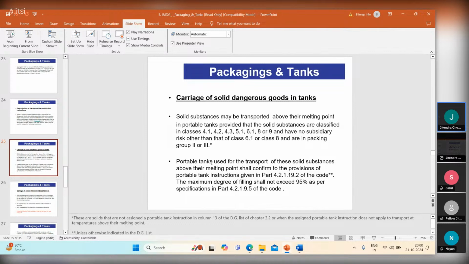Portable tanks used for transport of these solid substances above their melting point shall conform to the provisions of instructions given in part 4 of this code, and that part 4 is there in volume 1 of packing instructions. The maximum degree of filling shall not exceed 95%. That is for all the tanks.